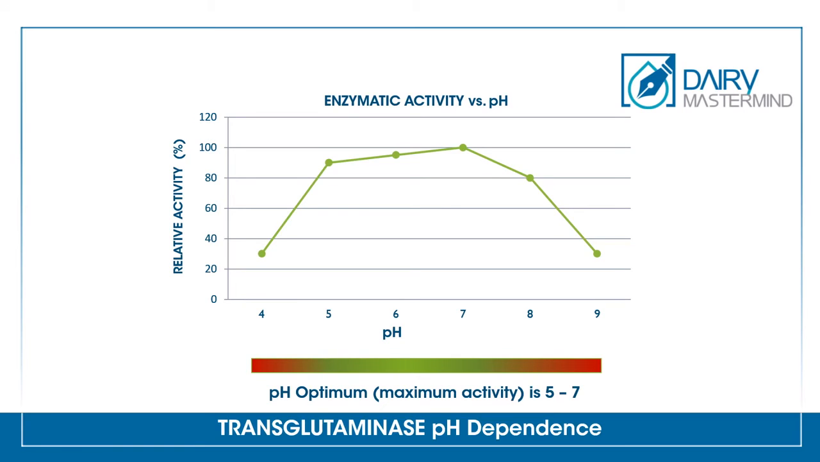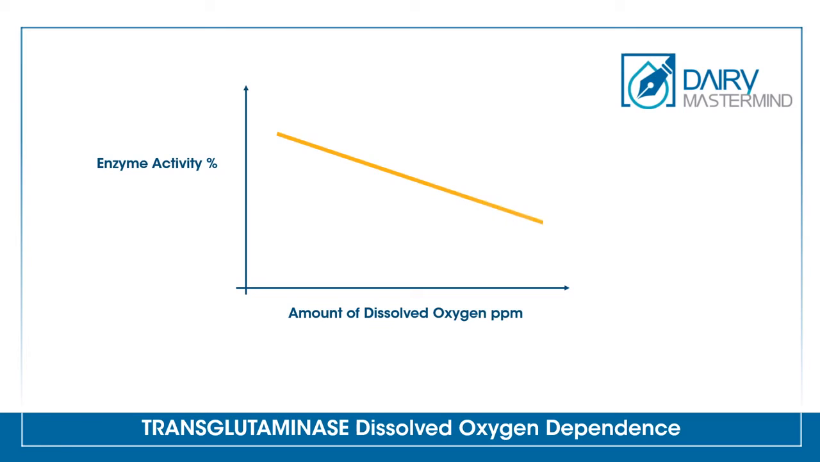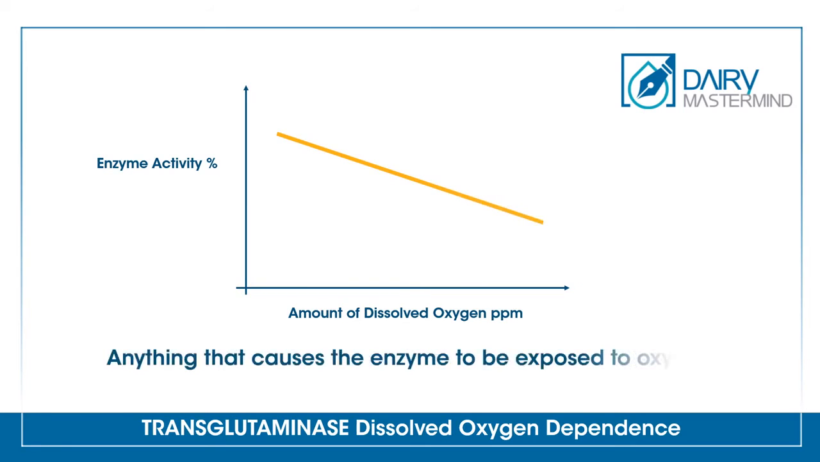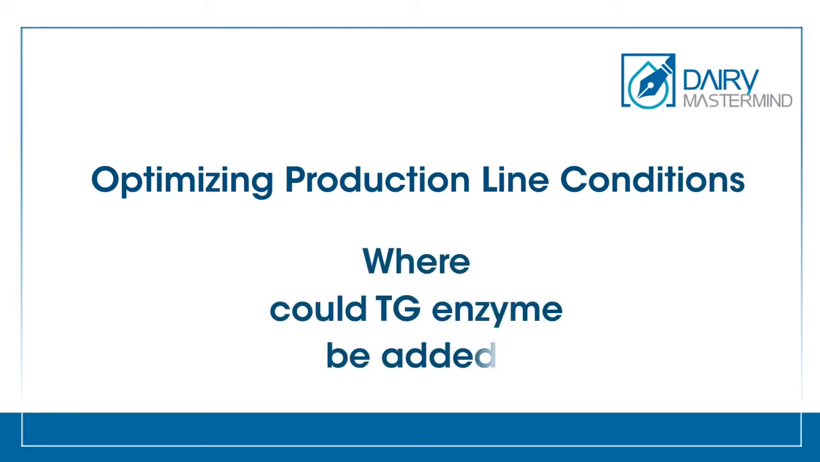Related to pH, optimum pH for TG enzyme activity is between 5 to 7. Enzyme activity decreases as the pH decreases below 5. TG gets almost inactivated below the pH of 4.5. About dissolved oxygen. The same as a starter culture, lowering the dissolved oxygen can be helpful for TG enzyme activity. Therefore, anything that causes the enzyme to be exposed to oxygen must be avoided. Optimizing production line conditions. Where could TG enzyme be added?